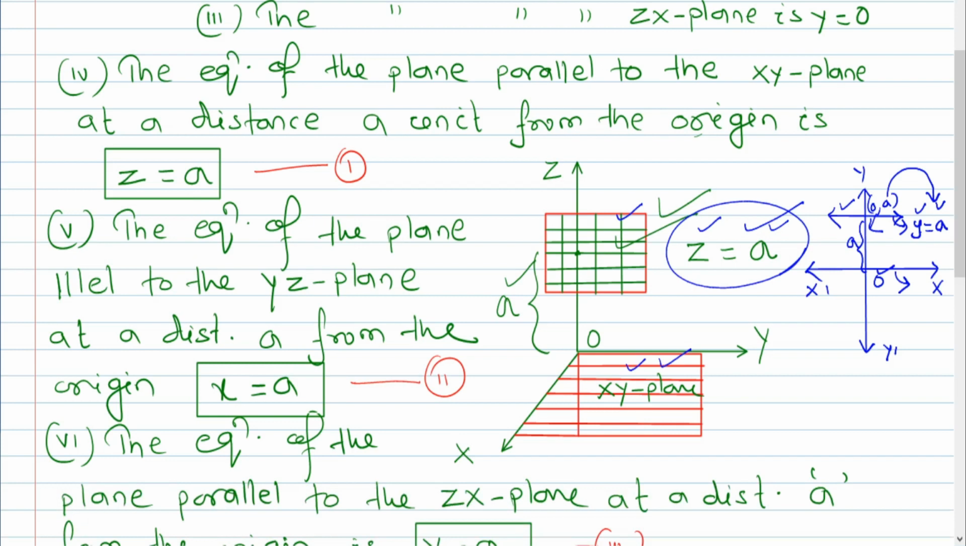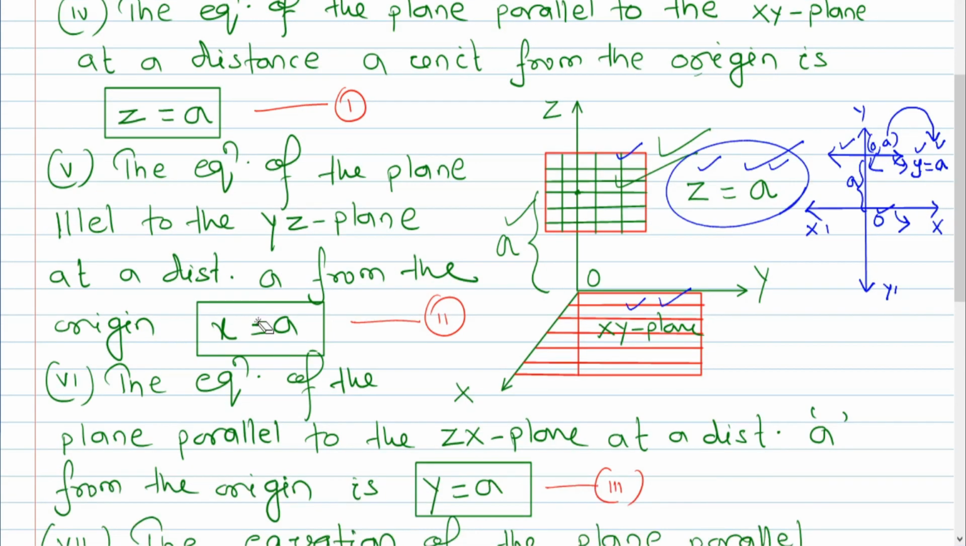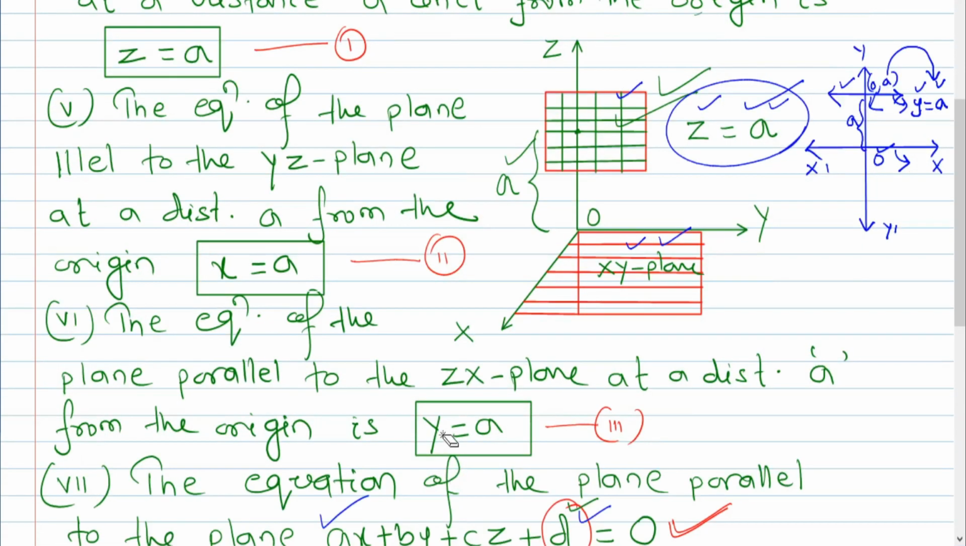So likewise the equation of the plane parallel to the yz plane at a distance a, since it is the yz plane, is x is equal to a. Parallel to the xy plane, z is equal to a. Same, parallel to the zx plane, y is equal to a.